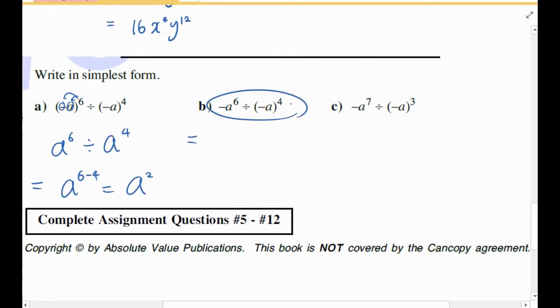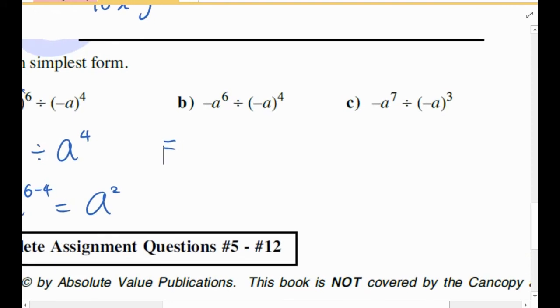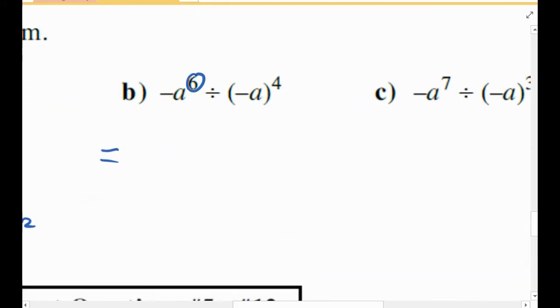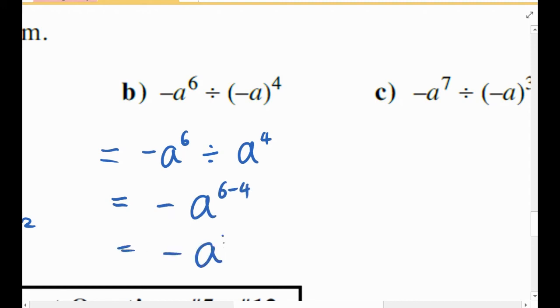This is different because there's no bracket here. 6 only applies to the base directly in front of it. So that is just a to the power of 6 divided by this one. There's a bracket and negative sign is repeated 4 times. It's positive a to the power of 4. Then that is negative a, 6 minus 4, negative a squared.